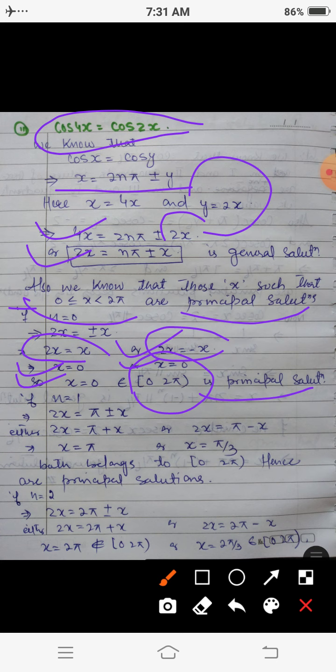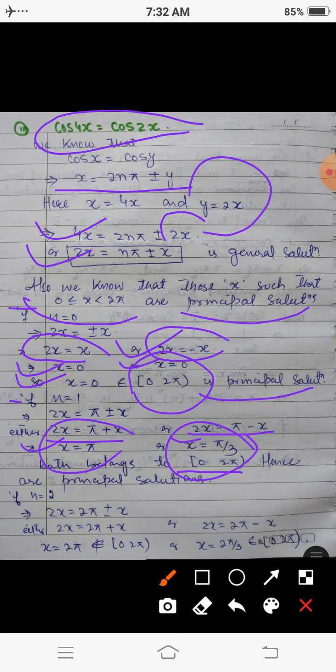So this is the principal solution for this very equation. Similarly, if we put n equals 1, it is 2x equals pi plus or minus x, which implies that 2x is either pi plus x or pi minus x. From here x is pi, from here x is 3 pi. So in both cases this pi belongs to this interval, this pi by 3 belongs to this interval. So for n equals 1, the principal solution becomes x equals pi and x equals 3 pi.